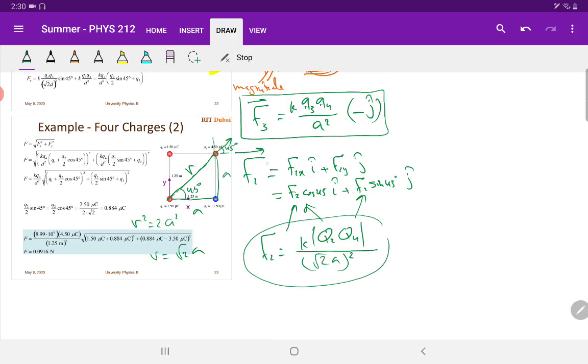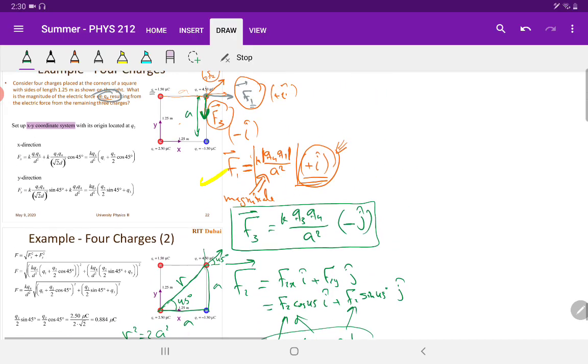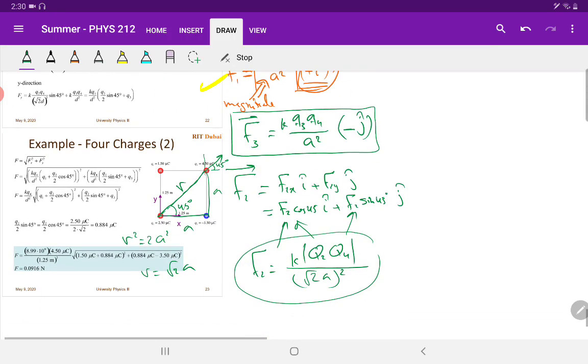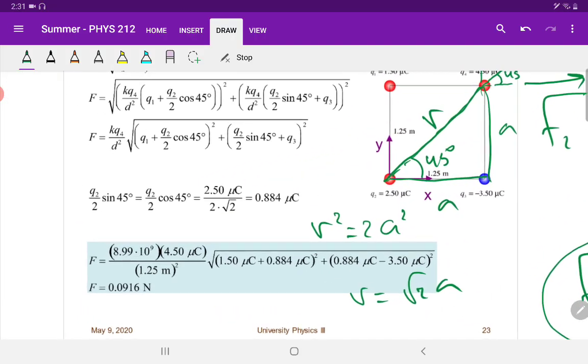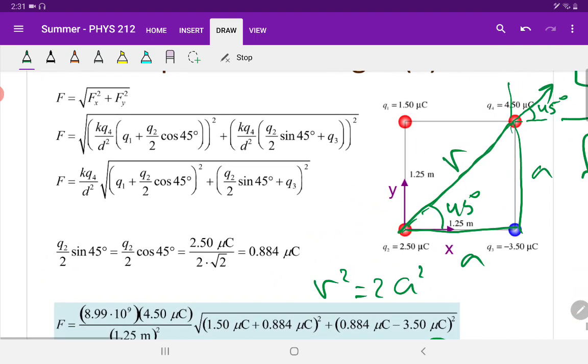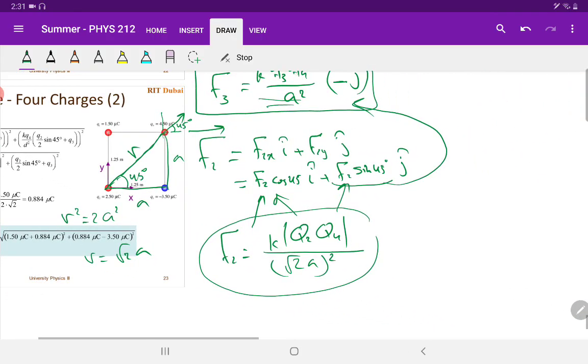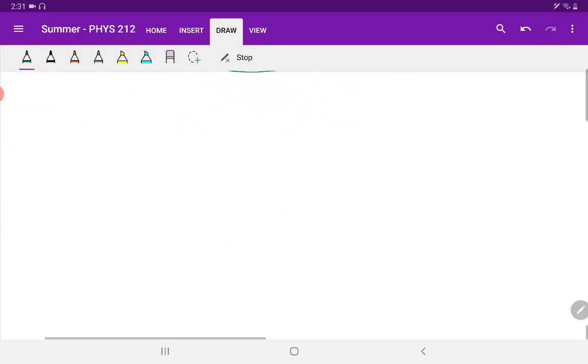The X component of F2 will be added to what? To F1. And the Y component of F2 will be added to what? To F3. But keep in mind that F3 here is negative. So in this case, the X component goes with Q1 and this one, and for the Y component, we will have the negative. But in this question, we already have the negative sign, keep in mind, and that will give me the same answer.